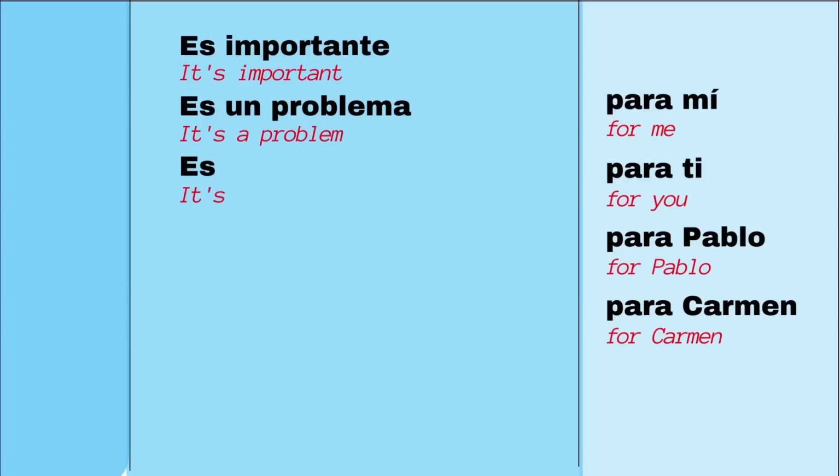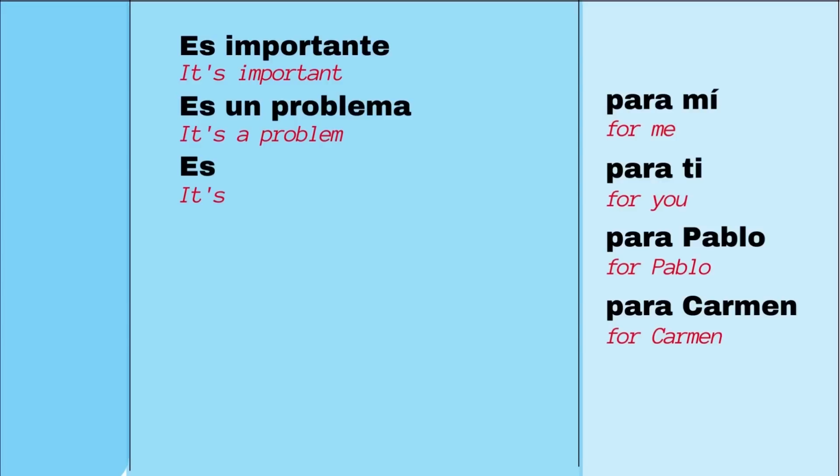Now let's say I put these two parts together and said, es un problema para mí. What am I saying? It's a problem for me. How would you say it's a problem for Pablo? Es un problema para Pablo.